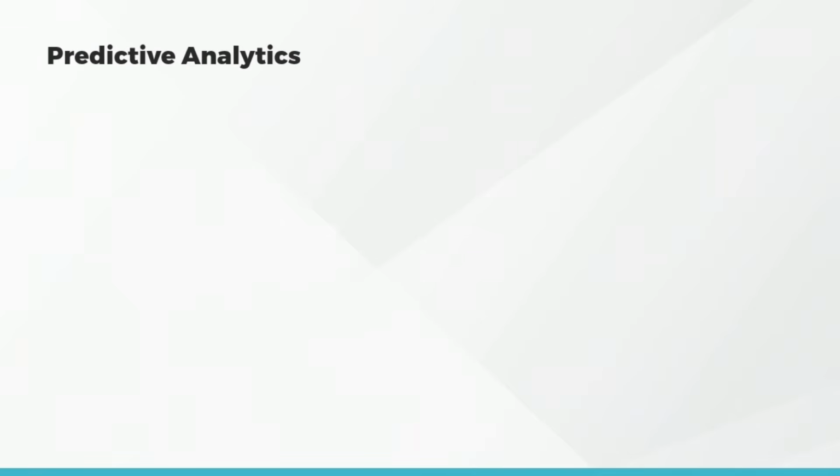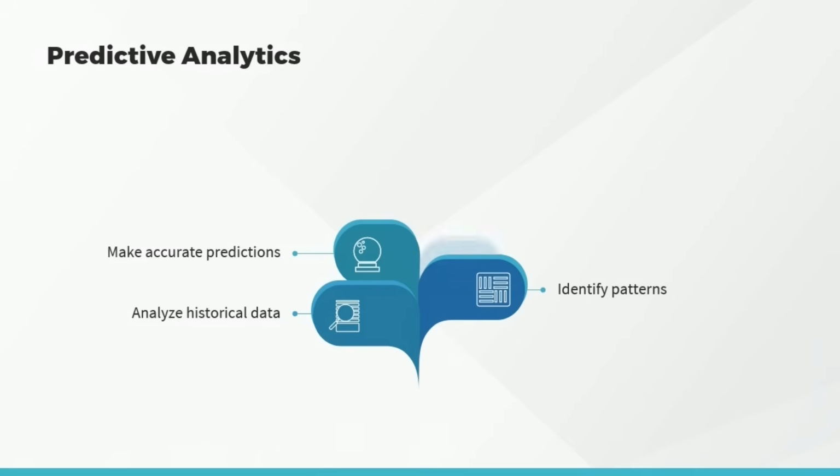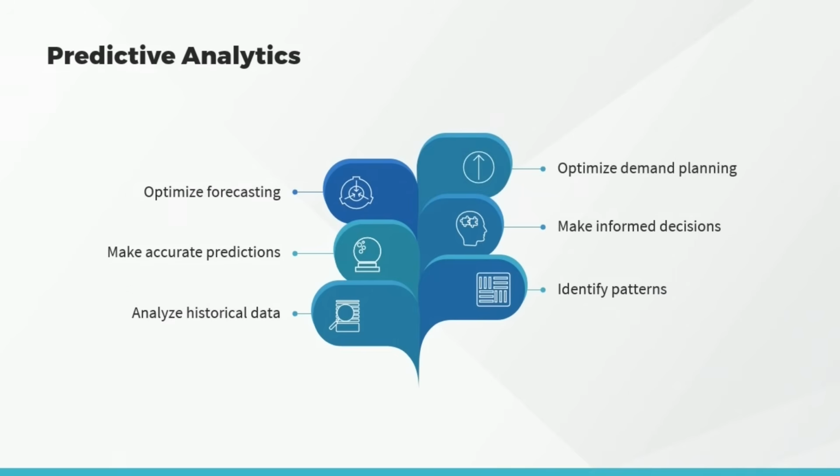Generative AI models are very good at predictive analytics and forecasting. By analyzing historical data and identifying patterns, organizations can use generative AI algorithms to make accurate predictions and inform decisions, optimizing supply chain management and inventory forecasting, as well as demand planning.